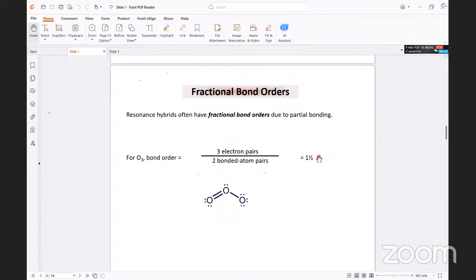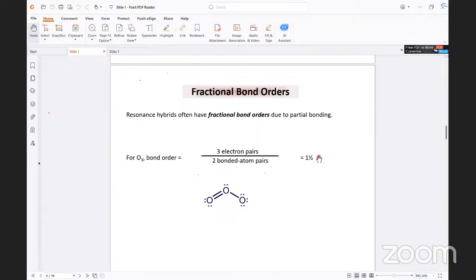So the bond order of ozone is 1.5, which means that it has a strength between 1 and 2. In the previous class, Dr. Abayomi taught you that the strength is directly proportional to bond order, meaning that a single bond will be of lower energy than the double bond. A double bond will be of higher energy. So there is a direct proportionality between the bond order and the bond strength.